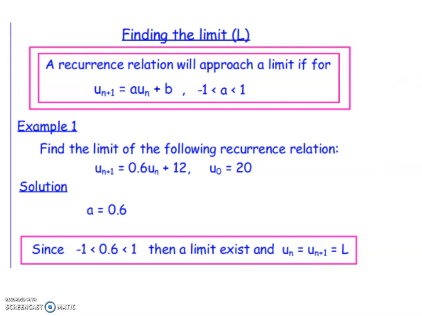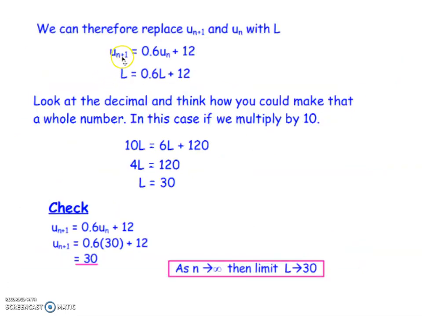So what we can do is take our recurrence relation un plus 1 equals 0.6 un plus 12, and we can say, well, when it reaches the limit, L, un plus 1 will equal un, so I can replace them both by L. So L equals 0.6 L plus 12. Now, I would at this point look at the decimal and think how you could make that a whole number, because I don't want to be doing subtractions with decimals. So what I can do in this case is multiply that expression by 10, and remember to multiply every single term, that's going to eliminate my decimal here.